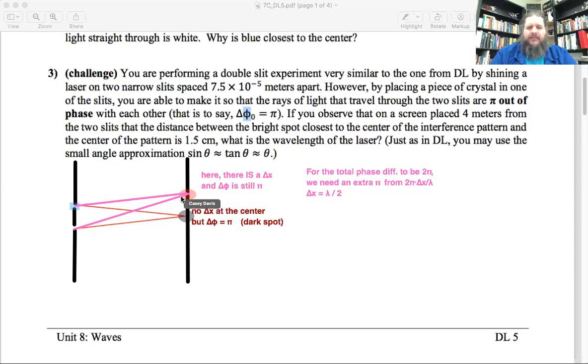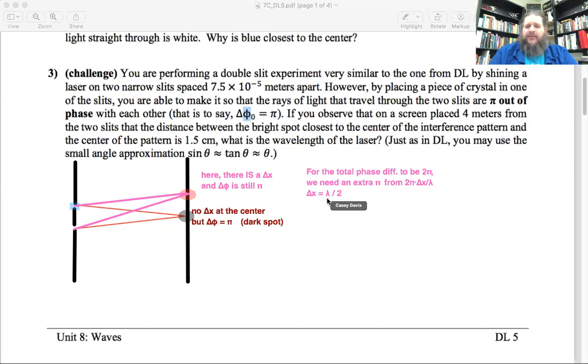But the location of half a phase offset or half a cycle offset, plus the extra phase shift difference from the crystal of an extra half cycle, that's half a cycle offset because of the location, plus an extra half cycle offset because of the crystal. That makes for a full cycle offset, and that's essentially no offset at all. So that's constructive now. So this will be a bright spot, as long as the difference between these two paths is exactly half a wavelength.